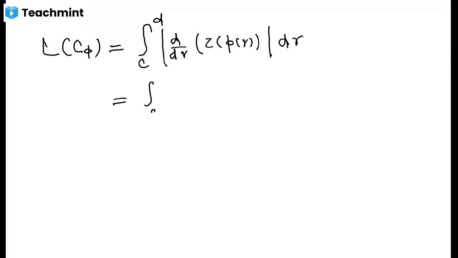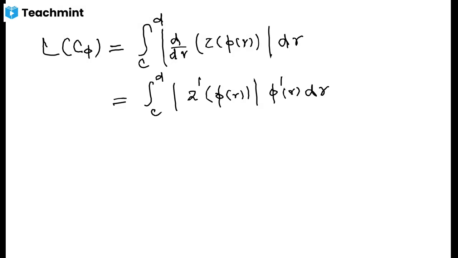Use the chain rule within the modulus. So you have the derivative of z at phi r into the derivative of phi of r. Why am I dropping the modulus from phi prime of r? Because the derivative is already positive. So the modulus of a positive number is always the number itself, dr.